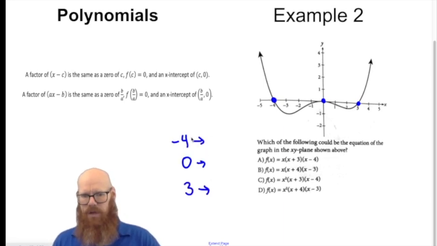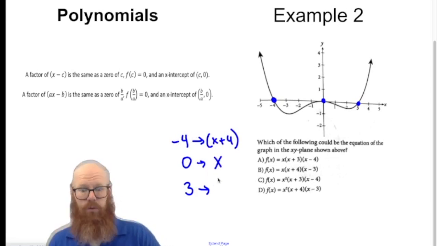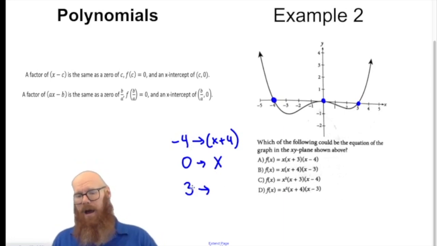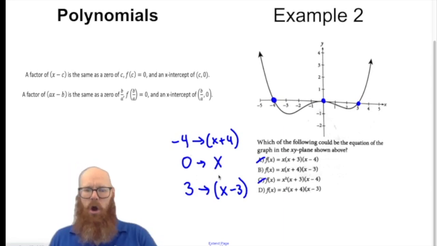The factor that goes with -4 would be x plus 4. The factor that goes with 0 would be x, or possibly a higher power of x. We'll discuss that in a second. The factor that goes with 3 is x minus 3. So first of all, we need to have an x plus 4 and an x minus 3 in our problem. That gets rid of a and c, so it's between b and d. Now, 0 could go with x, x squared, x cubed, x to the 4th. Clearly looking at our answers, it's either x or x squared.